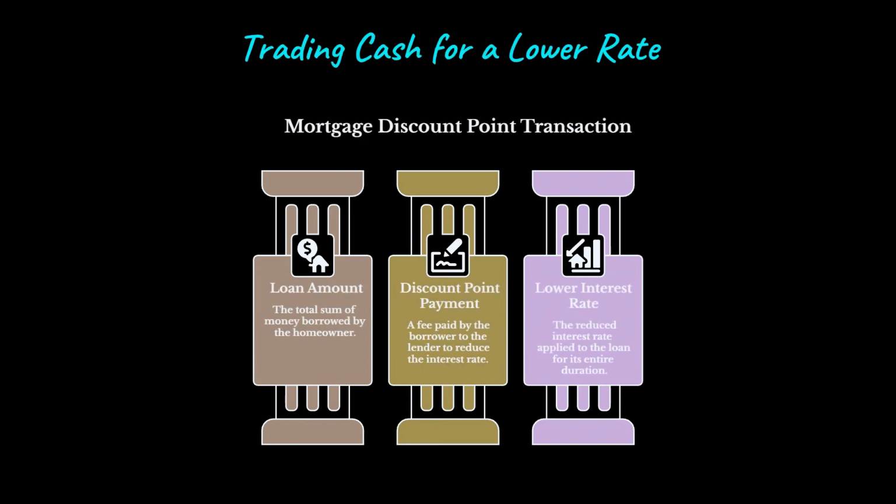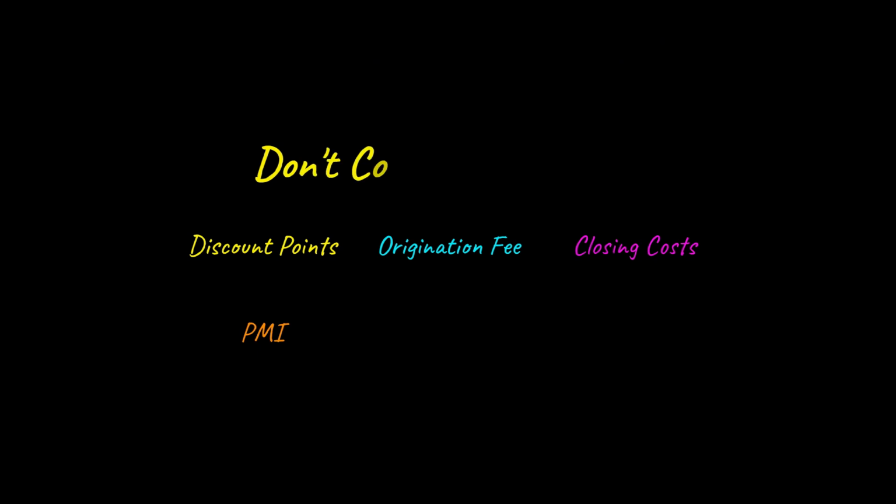Picture a borrower paying 2 discount points, 2% of the loan at closing. In exchange, the lender locks in a lower rate that holds for as long as the loan lasts. So the payoff depends entirely on how long the borrower keeps the mortgage.